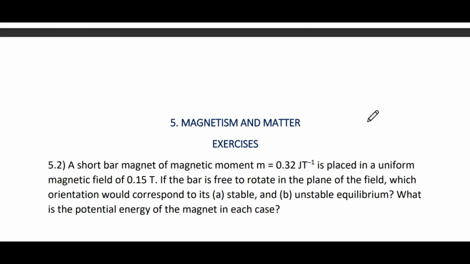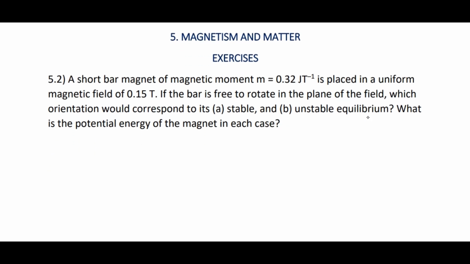Coming to 5.2. A short bar magnet of magnetic moment M is equal to 0.32 joule per Tesla is applied in a uniform magnetic field of 0.15 Tesla. The bar is free to rotate in the plane of the field. Which orientation would correspond to its stable and unstable equilibrium? What is the potential energy of the magnet in each case?